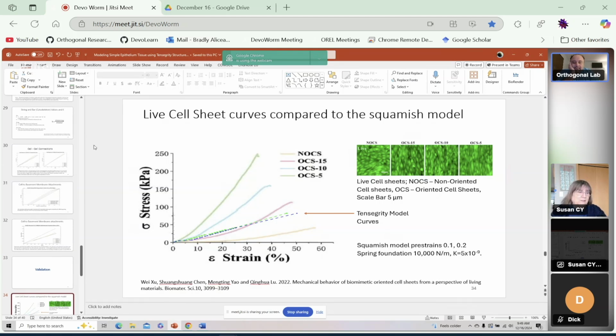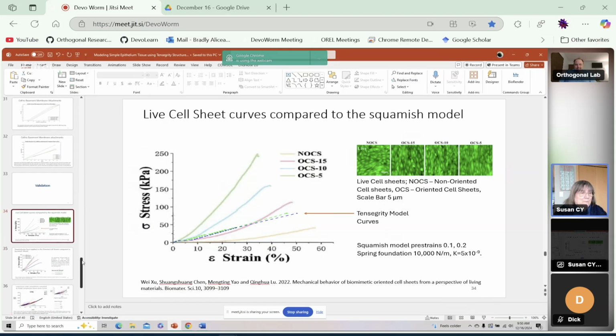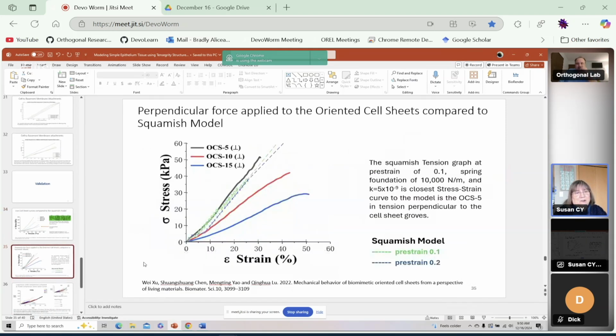Okay. So any other questions? Can you say them out loud since I can't see the text? Dick, do you have questions that Bradley can reinterpret? Anyway, I was very pleased this one worked so well. Like I said, it's 5 times 10 to the minus 9. Squamish cell matches this. And these oriented cell sheets were made out of cardiomyocytes.